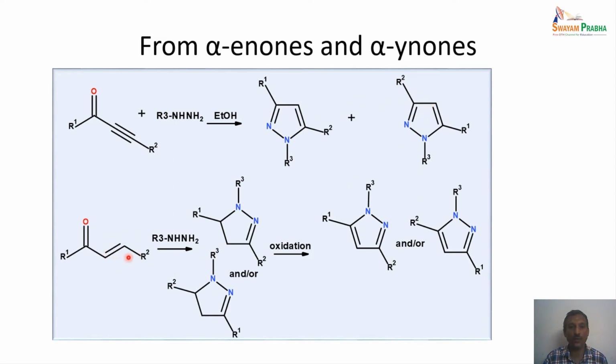In the same way, if we use an alpha enone, that is an alpha beta unsaturated carbonyl compound, treated with hydrazines, substituted hydrazines, this can undergo oxidation to give either this product or that product. That means, in other words, we are going to get regio isomers of these products. So alpha enones and alpha ynones generally give a mixture of regioselective products. So depending on the substituents, the product ratio varies.